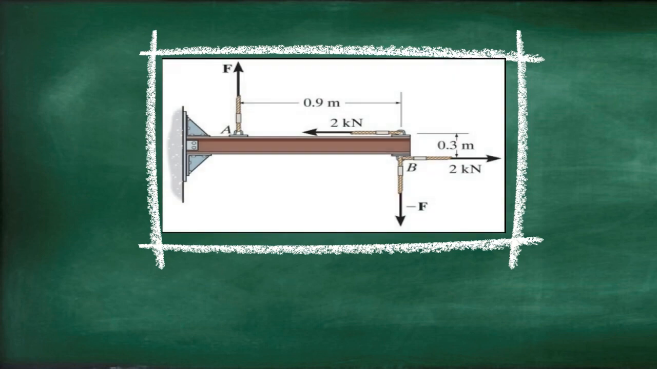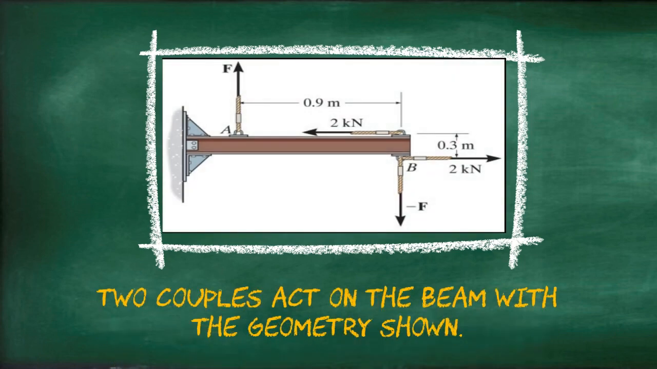Now, let's try to solve these simple problems. Two couples act on the beam with the geometry shown. This time, we should find the magnitude of F so that the resultant couple moment is 1.5 kN·m clockwise. Now, what we have to do is add the two couples to find the resultant couple and equate the net moment to 1.5 kN·m clockwise to find F.